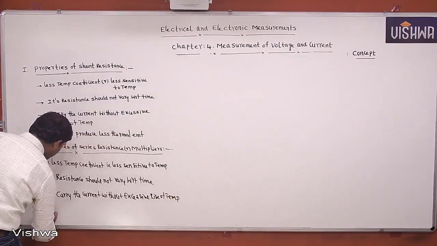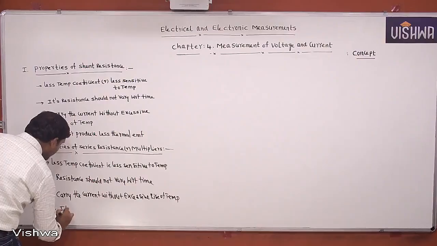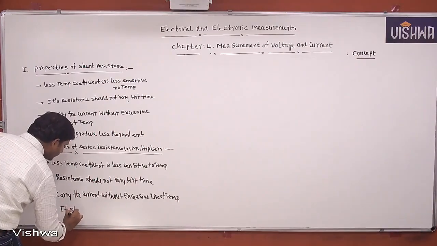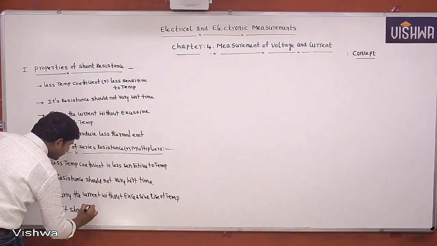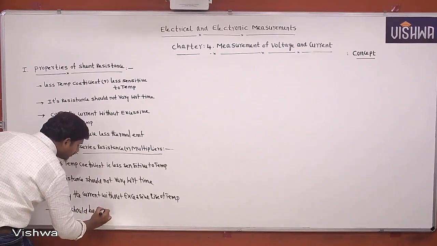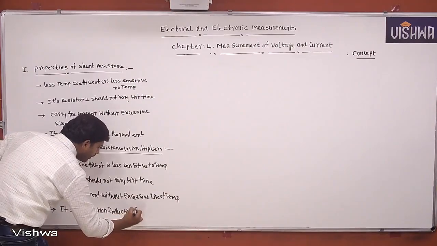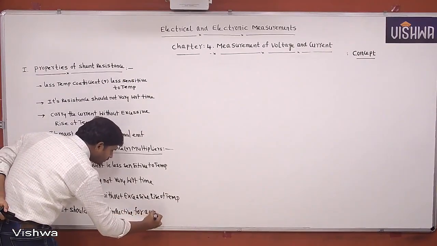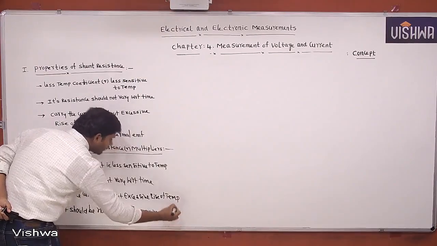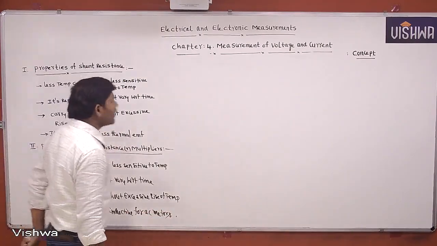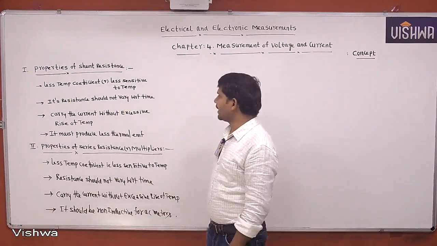Another property is that it should be non-inductively wound for AC meters. These are the properties of the shunt and series multipliers we are using.